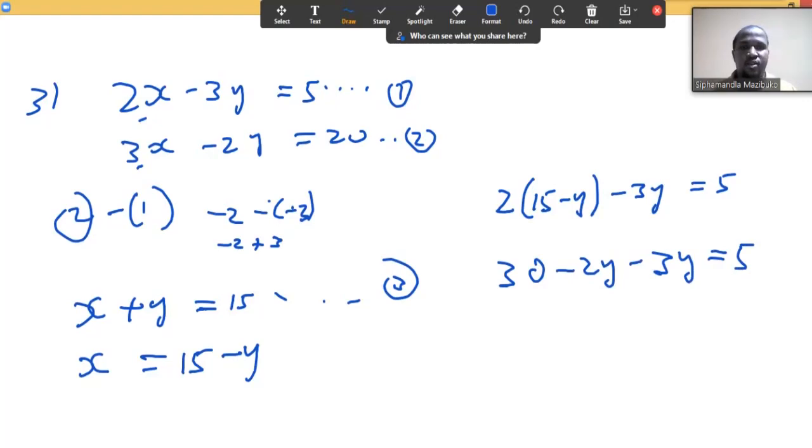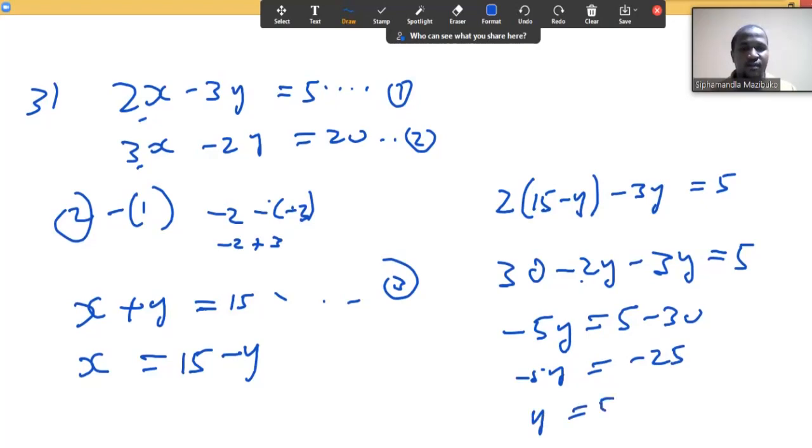In this case, we should have minus 5y. You can see that from minus 2 minus 3. And then we have this 30. If we take it to that side, we have 5 minus 30. So simple, we should have minus 5y equal to minus 25, right? Divide by 5 both sides, actually by negative 5 both sides, and we should get y is equal to 5. We got our y is equal to 5.